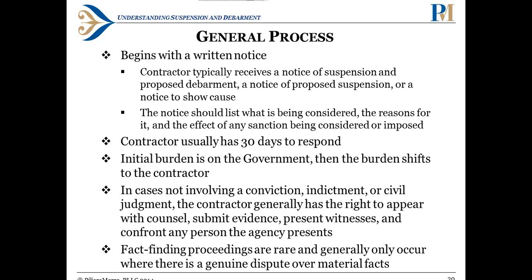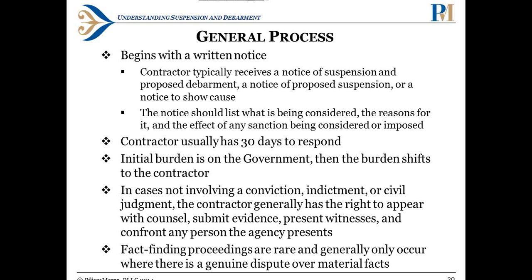The general process you see is that the first you hear about it usually is with a written notice. That could be a notice of suspension, notice of proposed debarment, or even a show cause notice why we shouldn't suspend or debar. The notice will list what's being considered and the reasons for it, and if it's a notice for suspension, it will explain why the suspension has been imposed. Usually you have 30 days to respond, but that's not written in stone. You can contact the agency and ask for more time.